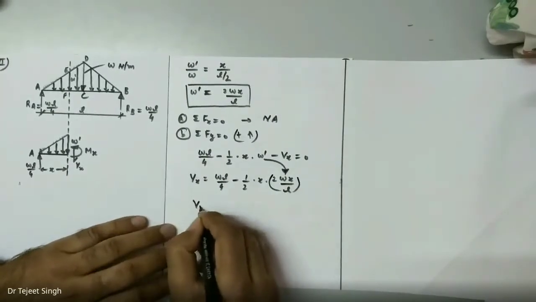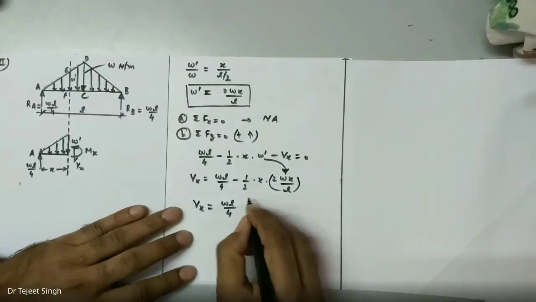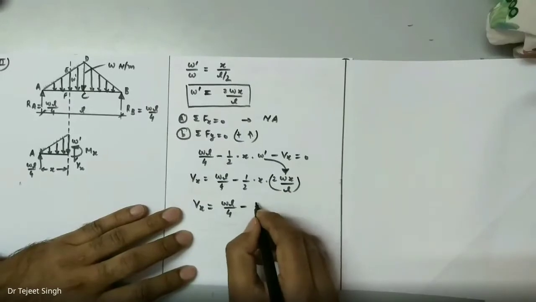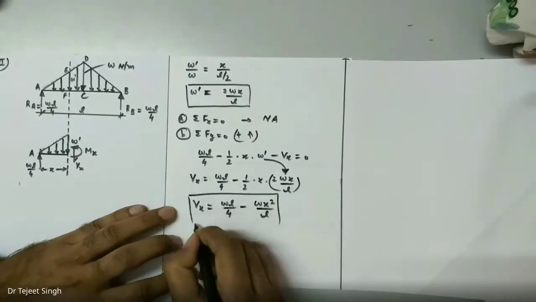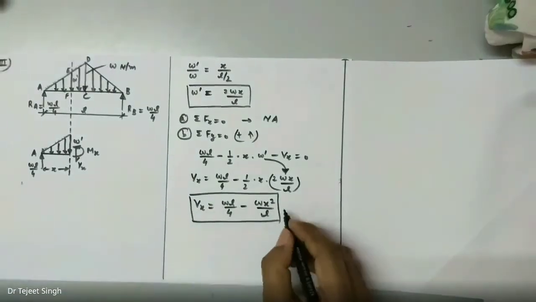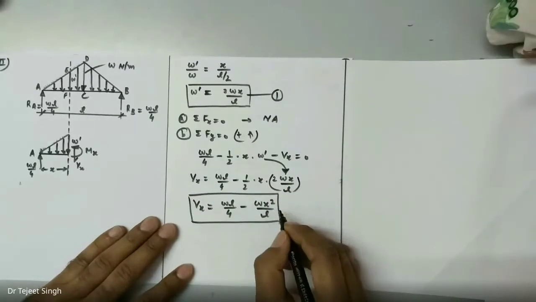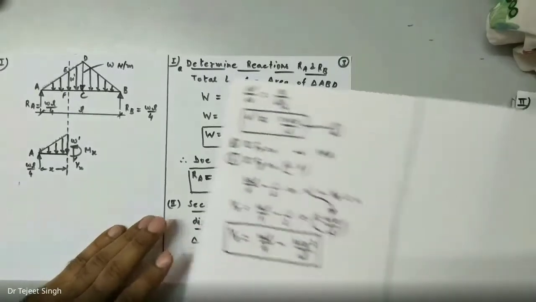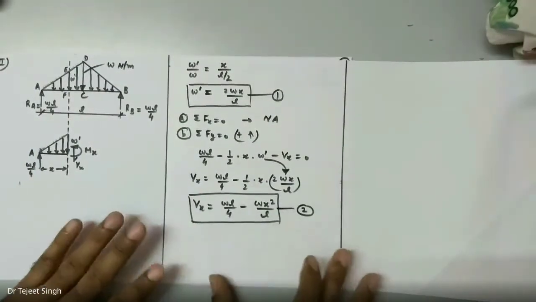So I simplify, I write Vx shear force is equal to WL/4 minus this 2 will cancel with this 2. ये आ जाएगा WX²/L. I call it, let's say 1. Call it. से पहले मैंने कोई क्वेश्चन नहीं बनाई. So this is 1 and this is 2.